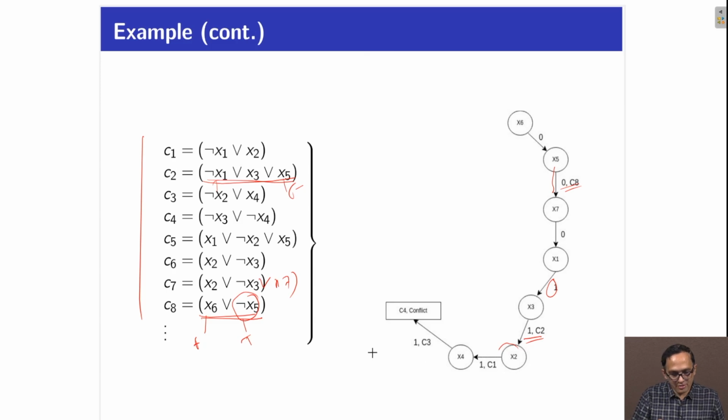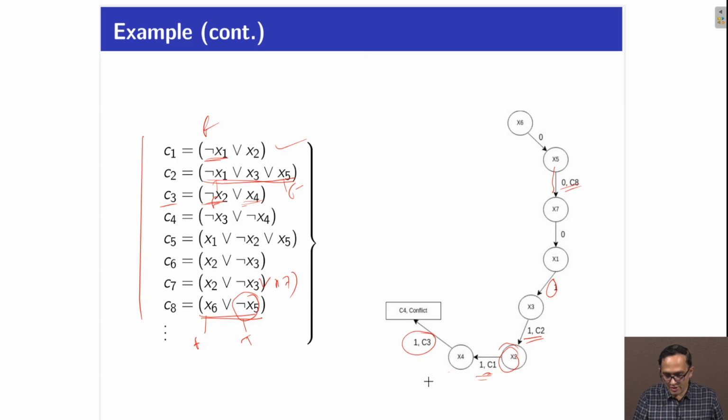Now, immediately in this C1 you have x1 equal to 1, so not of x1 will be false, which tells x2 equal to 1. That is from C1. Now if you consider C3, because your x2 equal to 1, this becomes false, and it says that you take x4 equal to true. So, your x4 equal to 1.